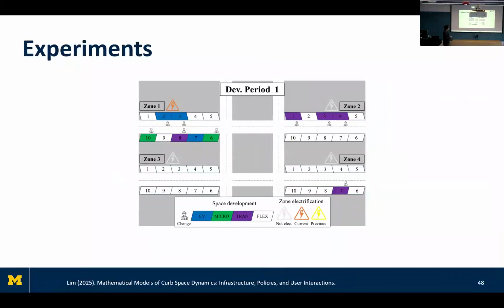So I introduced a set of experiments. I considered three modalities that require permanent infrastructure development: EV charging stations, micromobility stations, and transit stations. They require some installations and some developments on the roads, whereas the flex shells will be able to have a dynamic setting, just as in my previous projects, to have a dynamic operation of the space.